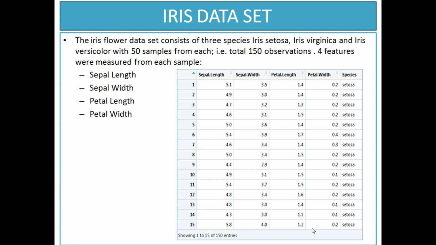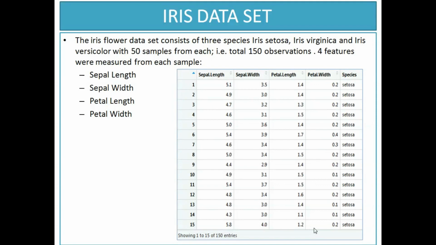The Iris flower data set consists of three different species: Iris setosa, virginica, and versicolor, with 50 samples each. That means a total of 150 observations are there. And there are four features: sepal length, sepal width, petal length, petal width. You can see the structure of the Iris dataset in this slide. The four different features, sepal length, sepal width, petal length, petal width, are there, and the names of the species are also there in this slide.